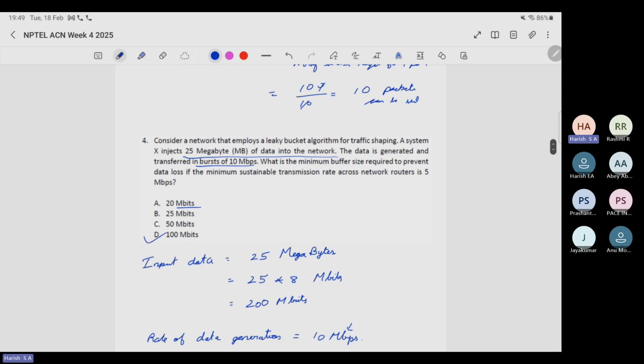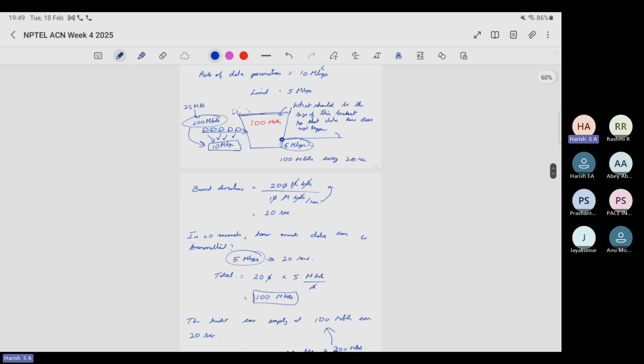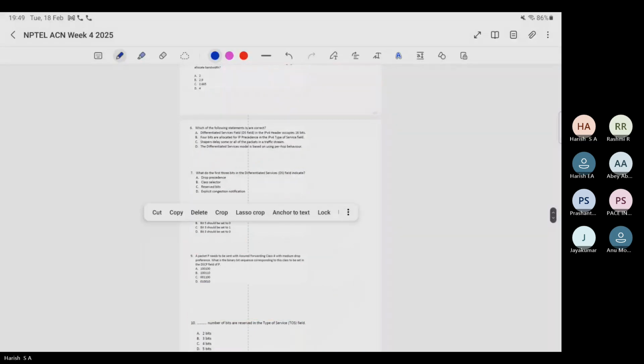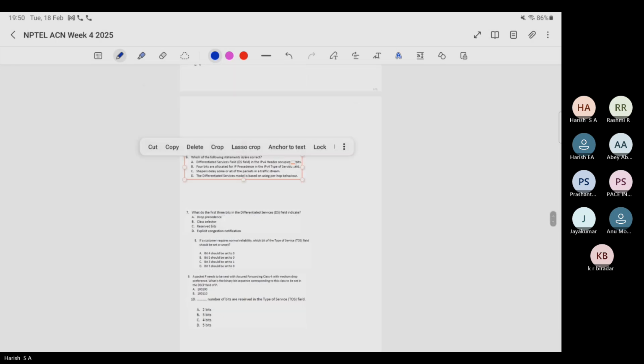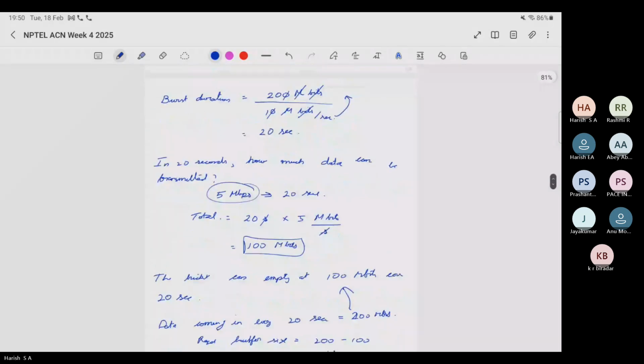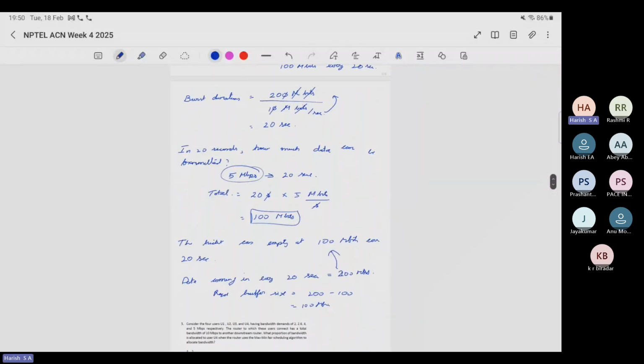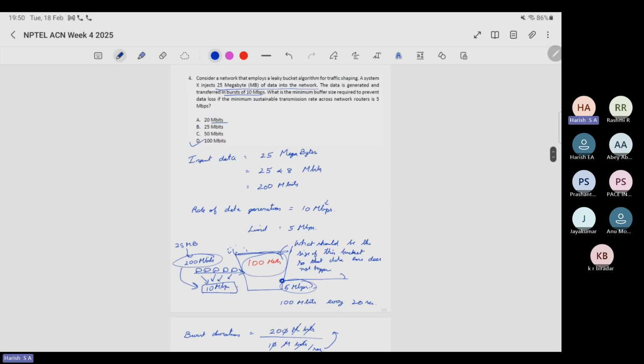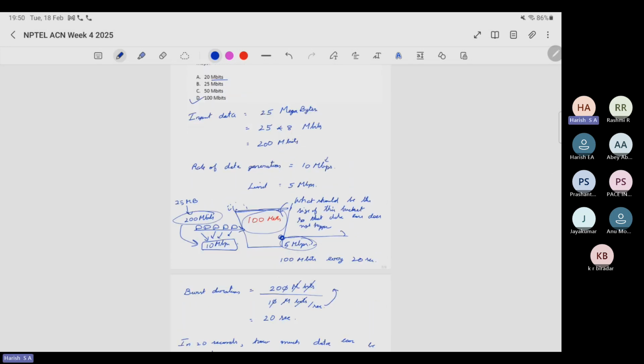I've solved this in a logical way, so see if you can understand this. If not, then I can explain the whole thing again, or parts which you could not understand. So the size of the buffer is going to be 100 megabits. Why? Because as soon as 200 comes in, 100 of it goes out because it leaks at 100 megabits every 20 seconds. So what has to be left in the bucket? Another 100 megabits, so that you don't lose any data.